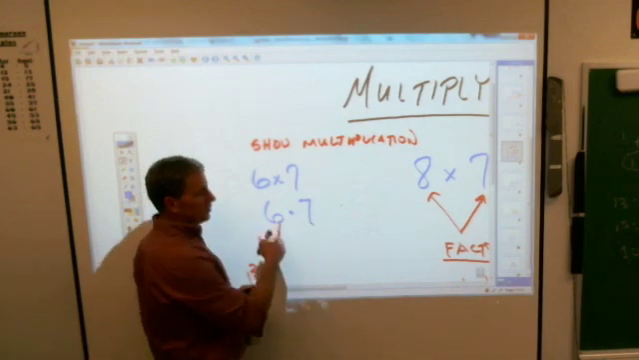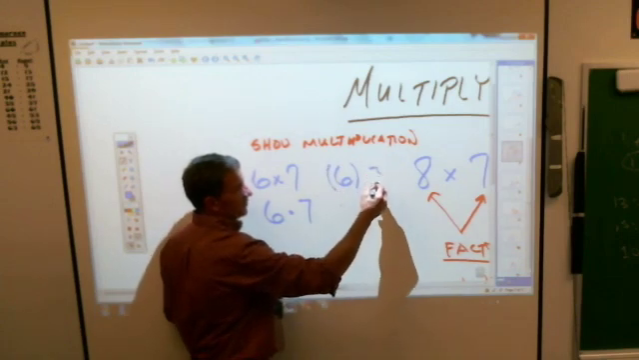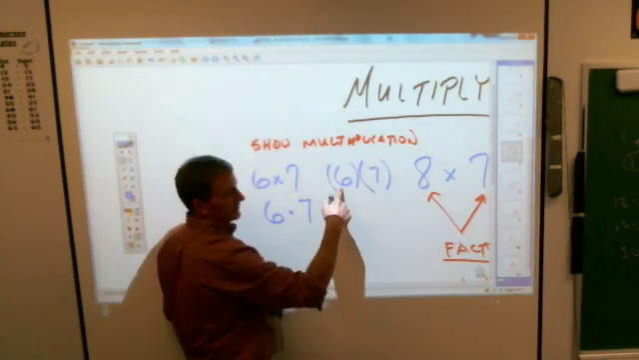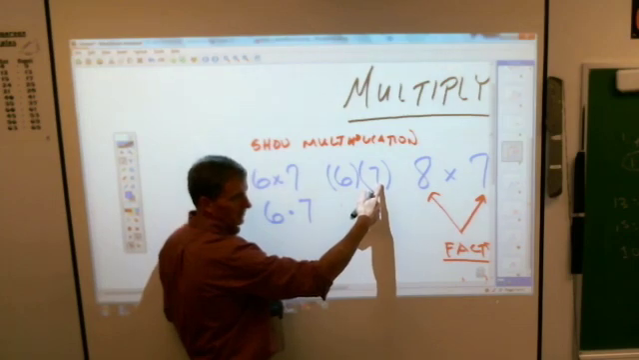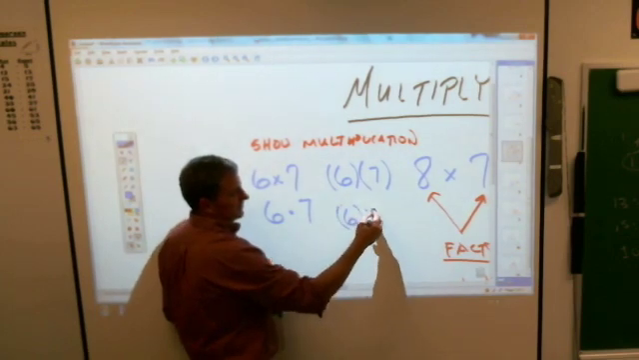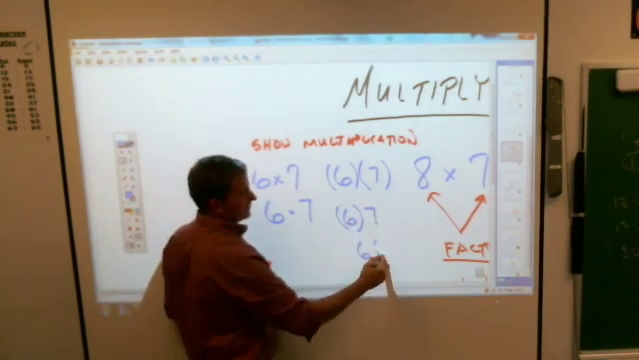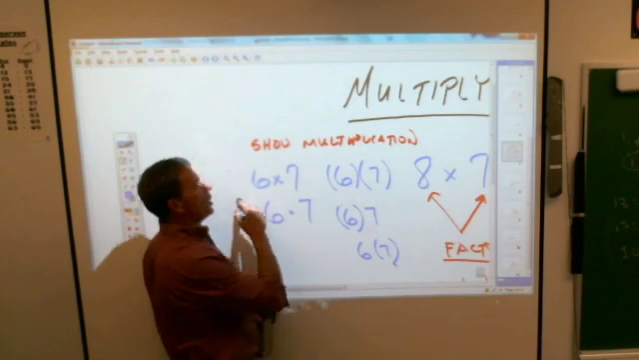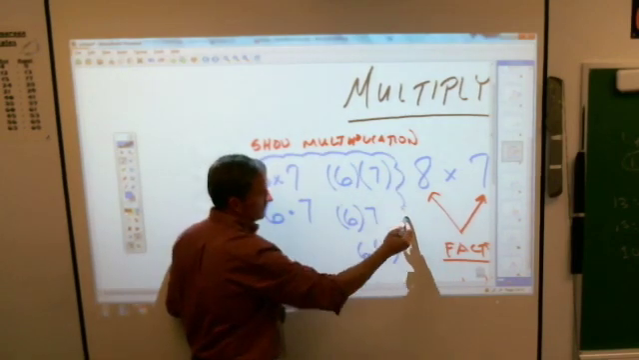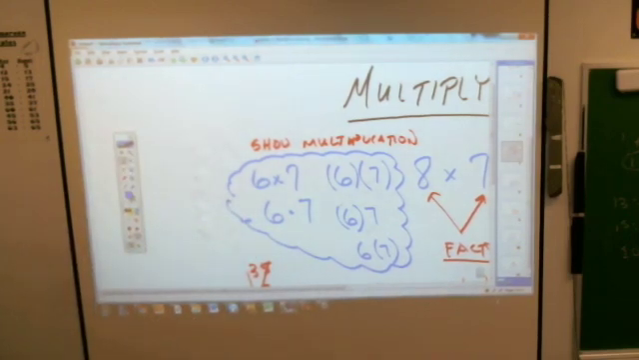Another way to show multiplication is with parentheses. If you have parentheses around numbers, that is the same thing as 6 times 7. Now, lest to confuse you, so is this. You only have to have parentheses around one of the numbers. This is still 6 times 7, and this is still 6 times 7. All of these are just different ways to write multiplication. I apologize for that. I didn't make the rules. I just follow the game.